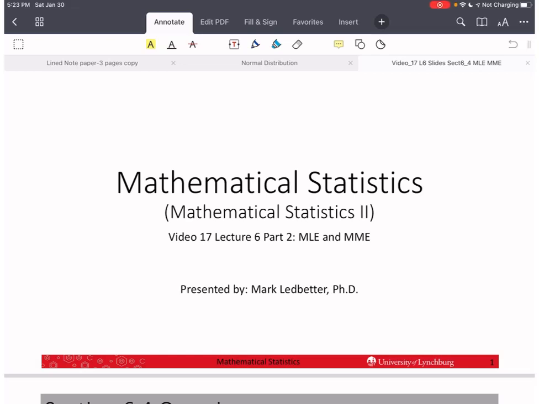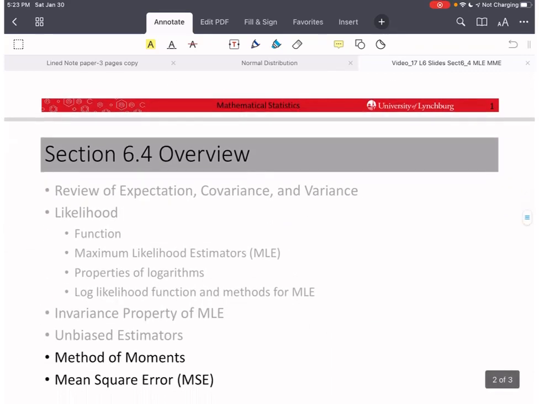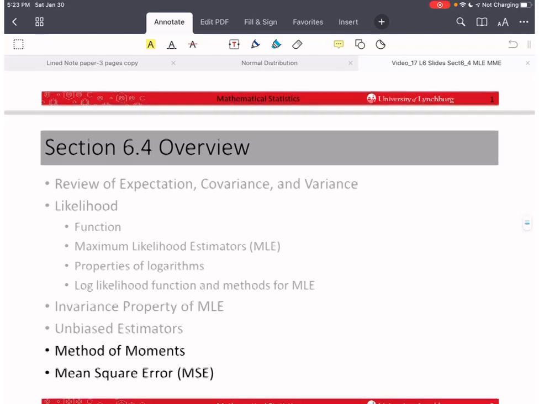I'm Mark Ledbetter. This is Lecture 6, Part 2, and video number 17. So in this video, we're going to continue talking about unbiased estimators, and in fact, we're going to look at an example where we prove that the expected value of the sample variance, S squared, is equal to sigma squared. So it's an unbiased estimator. Why don't we go ahead and get started?